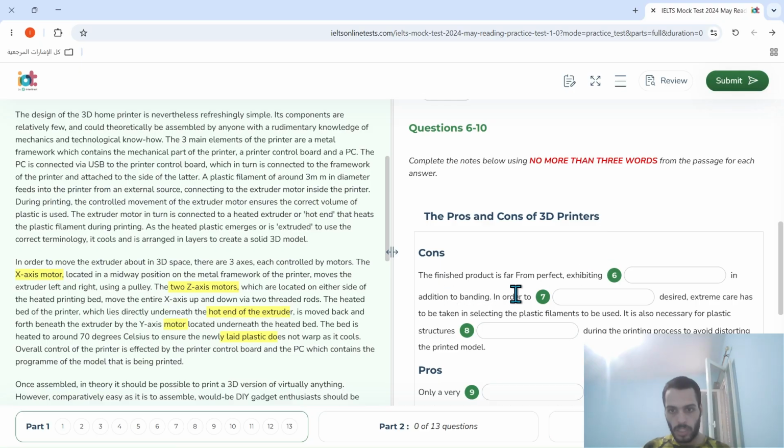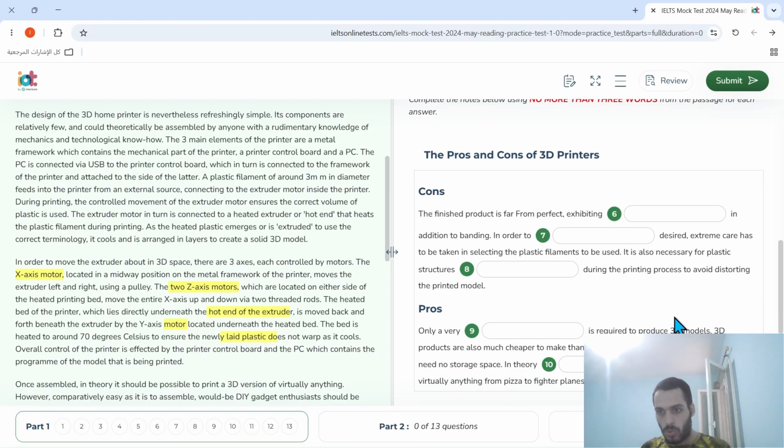The finished product is far from perfect, exhibiting, in addition to banding. In order to get the result, extreme care has to be taken in selecting plastic filaments to be used. It is also necessary for plastic structures during the printing process to avoid distorting the printed model.